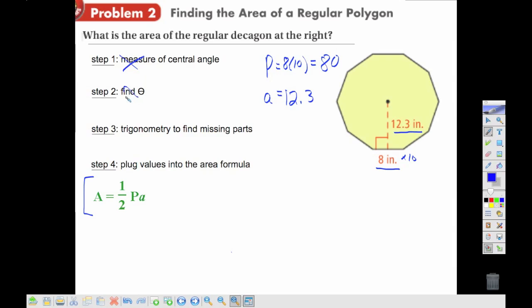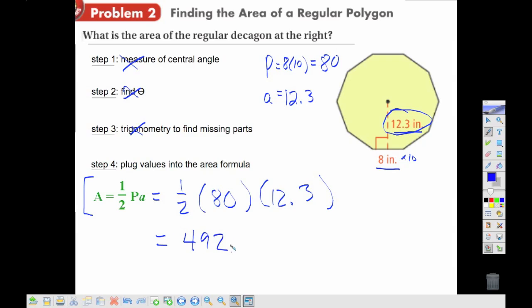We don't have to do any of these steps to find missing parts. We would only need to use these if we're only given one of these parts and we need to find the other one. So just plug your values into the formula. When we multiply that out, it's going to come to 492 inches squared, and we're finished.